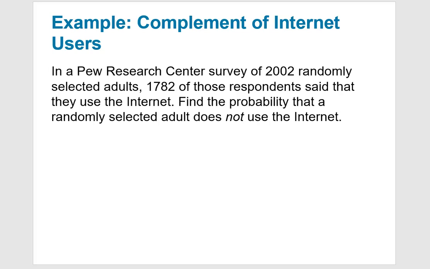So let's go back to that. It's back to Pew. They did another survey of 2002 randomly selected adults. 1,782 of those said that they use the internet. Find the probability that a randomly selected adult does not use the internet. There are two ways to do this. So A is that they use the internet. And our complement is that they don't use the internet.